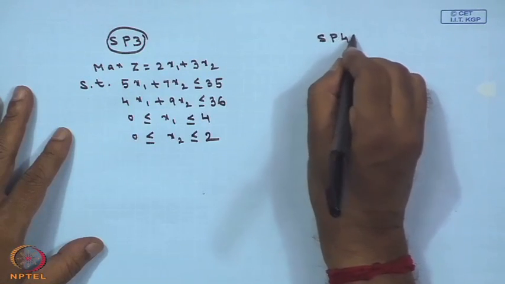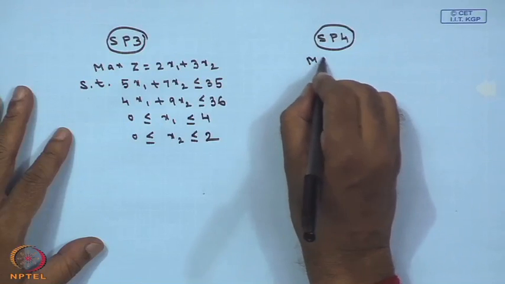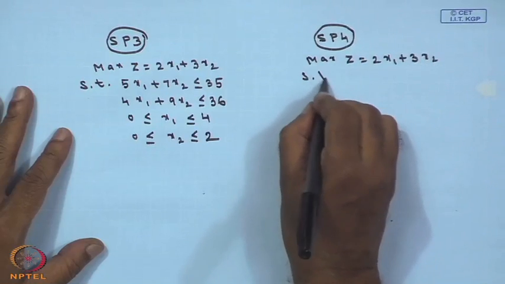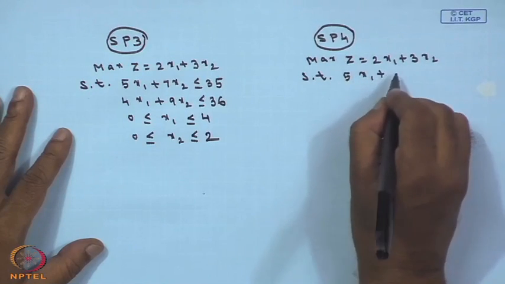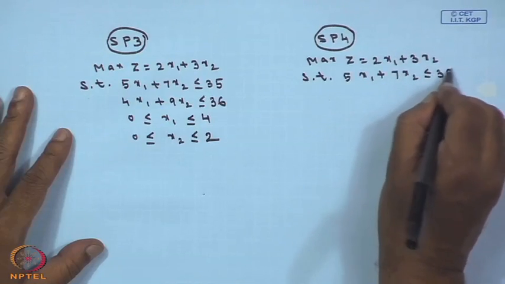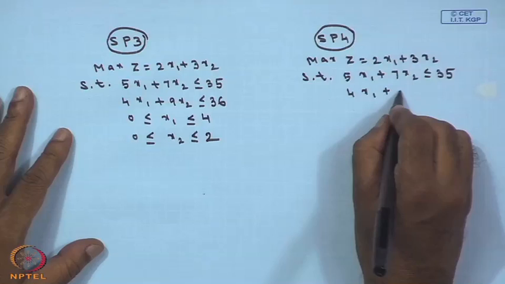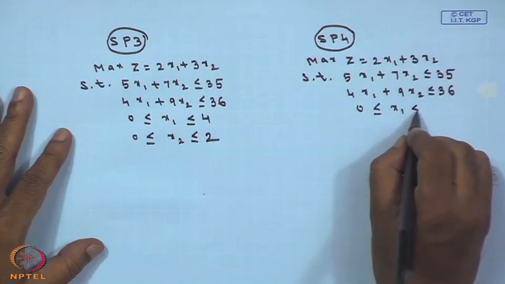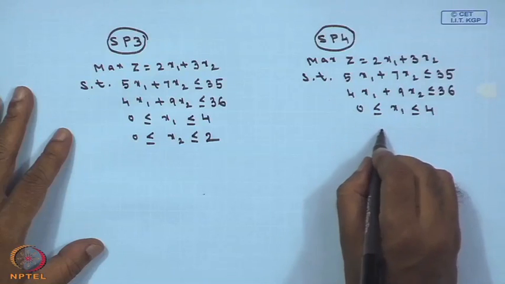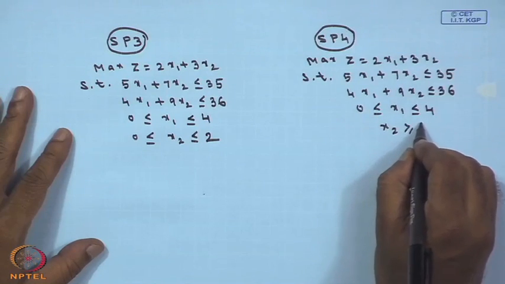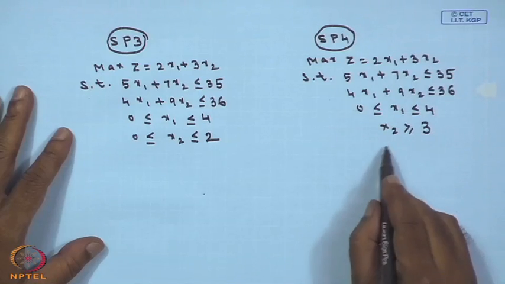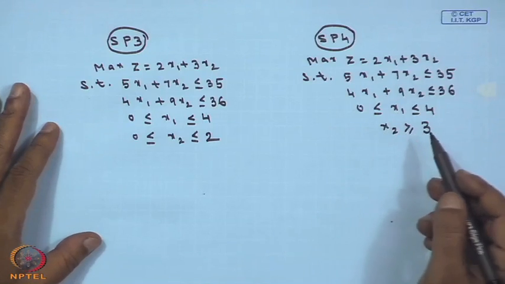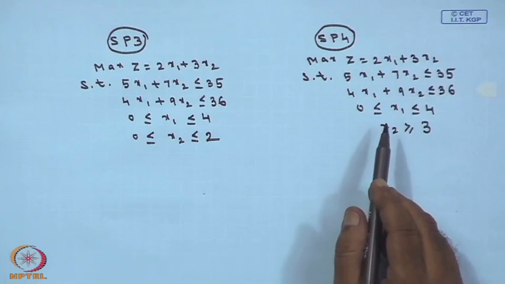And what is subproblem 4? Subproblem 4 is maximize Z equals 2x1 plus 3x2, subject to again the first two constraints remaining the same, 5x1 plus 7x2 less than or equal to 35, 4x1 plus 9x2 less than or equal to 36. The restriction imposed on x1 remains the same, x1 lies between 0 and 4 only, but the restriction on x2 will in this case be greater than or equal to 3, and again x1 and x2 are both integers. So, again graphically I can obtain the solution of this particular problem.